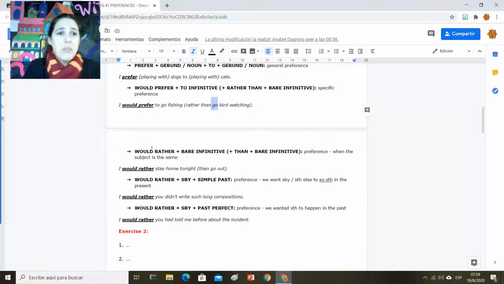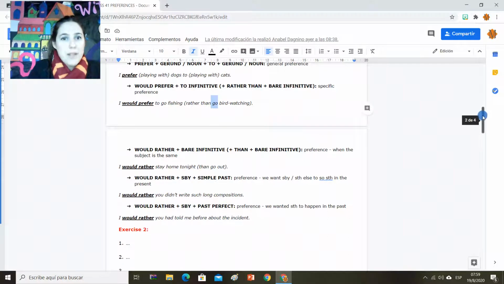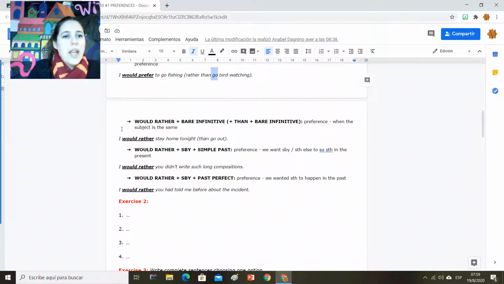¿Qué significa? Preferiría, specific preference. Would rather. Would rather va a tener tres formas. ¿Sí? Cuando yo estoy hablando de qué es lo que preferiría yo hacer, yo mismo, voy a decir would rather, bare infinitive, than, ¿sí? No voy a decir rather than, porque el rather ya lo utilicé adelante, no lo voy a repetir. And then the bare infinitive, ¿ok?